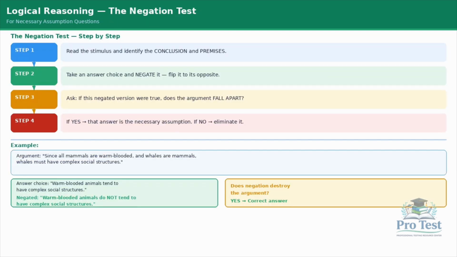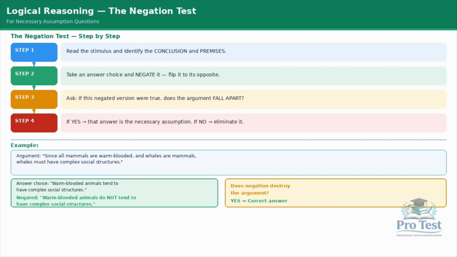The negation test is the most powerful tool for necessary assumption questions. Here is how it works, as shown in the diagram on screen. Step 1. Read the stimulus and identify the conclusion and premises. Step 2. Read each answer choice and negate it, flip it to its opposite. Step 3. Ask yourself, if this negated version were true, would the argument fall apart? If yes, that answer is the necessary assumption.